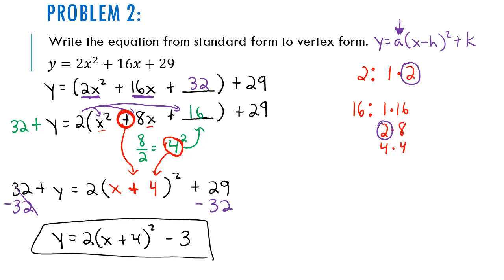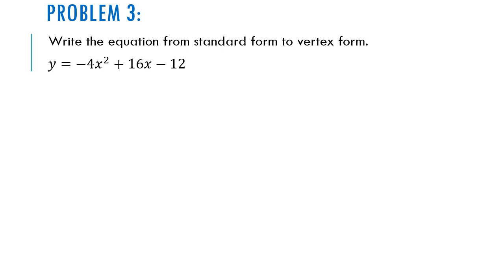Let's take a look at one more. So another one that's kind of tough, so I figured you can see multiple hard ones. All right, it says write the equation from standard form to vertex form. So once again, I'm going to set it up. So I have y equals negative 4 x squared plus 16x plus blank space plus, minus 12.